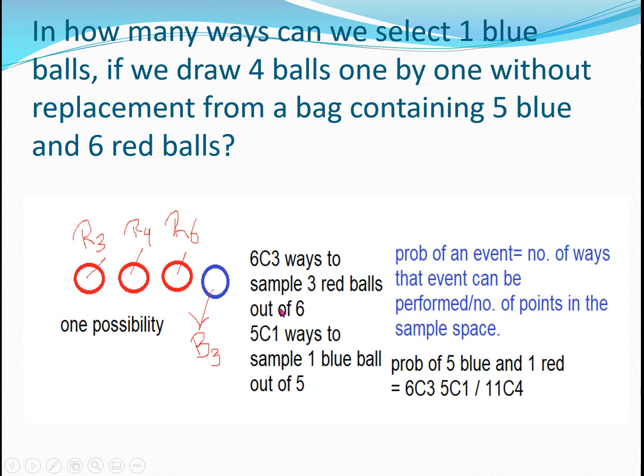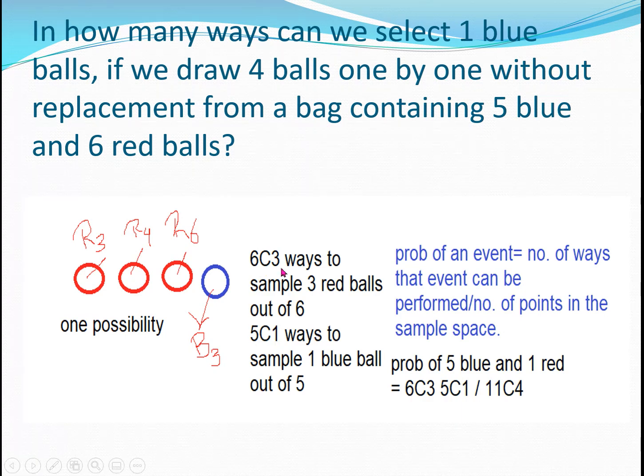Because if we have one blue and we have to complete the sample of size 4, then it's understood that the remaining 3 should be red. You see, the sample size is 4, and out of these 4, 1 is blue. So 5C1. And why 5C1? There are in total 5 blue balls. So 5C1 means all possible ways in which I can select one blue ball out of total 5 blue balls.